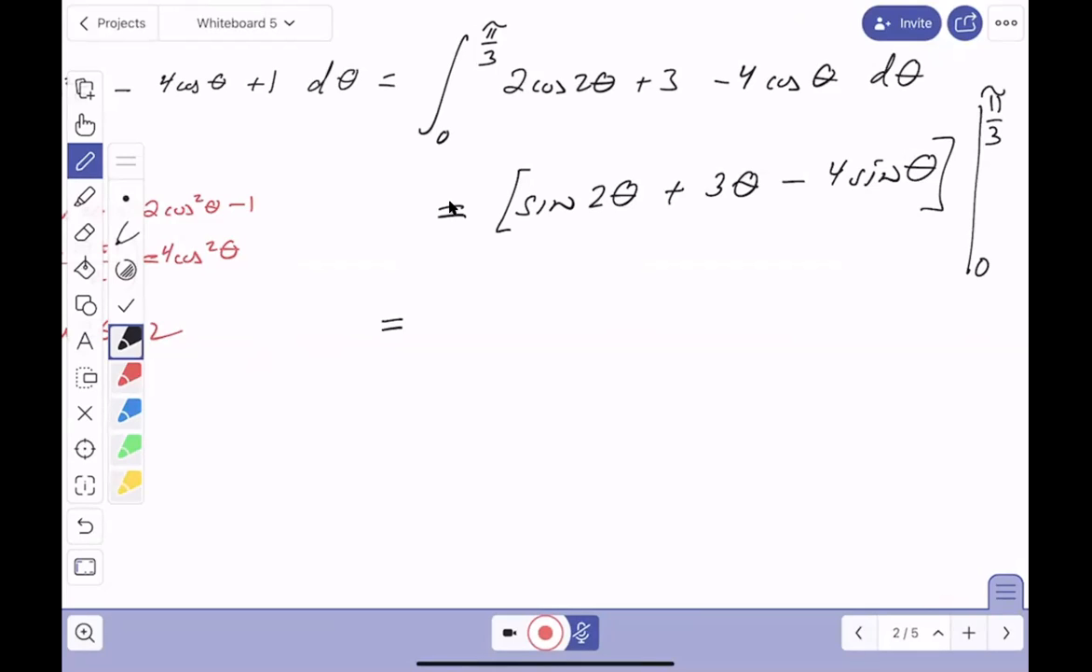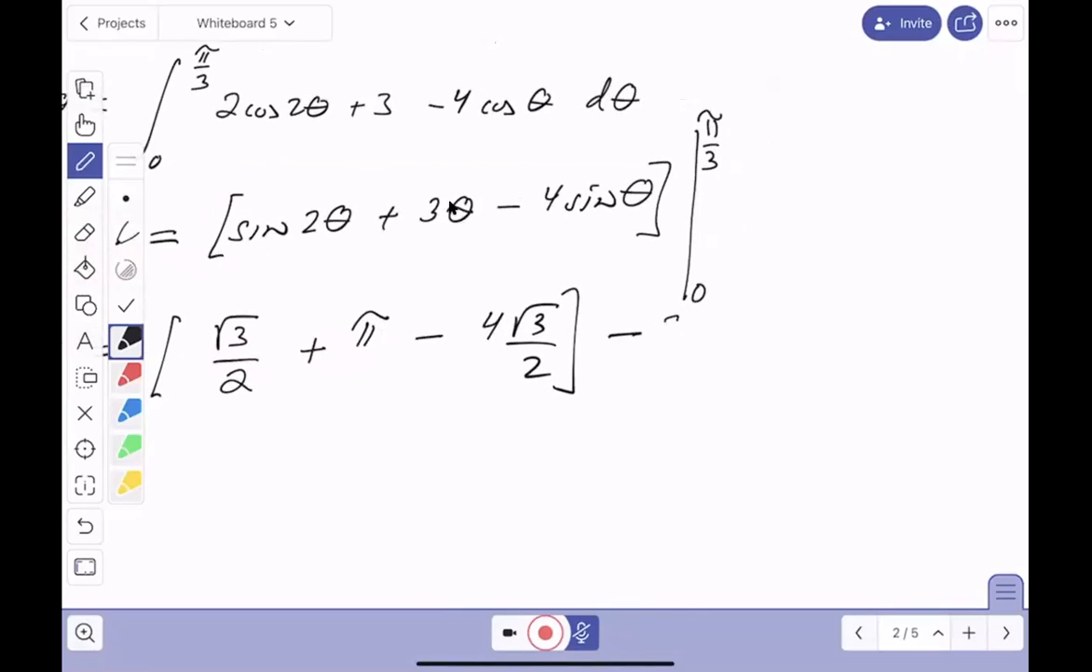Well, pi over 3 is 60 degrees, right? And let's see, 2 times 60 is 120. The reference is 60, right? And the sine of 120 would be root 3 over 2. Let's do this. We got 3 times pi over 3, it's pi, minus 4 times the sine of 60. Well, that's 4 root 3 over 2 now. Minus, we got to do the lower limit. And what's nice about that? Every single term is 0.